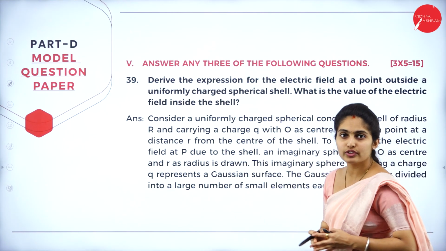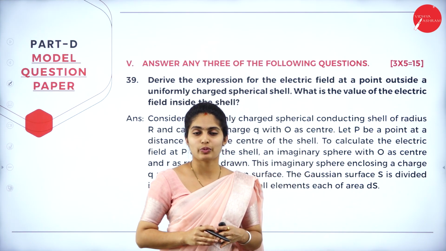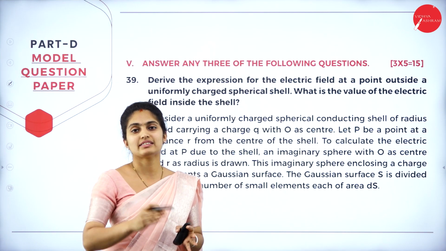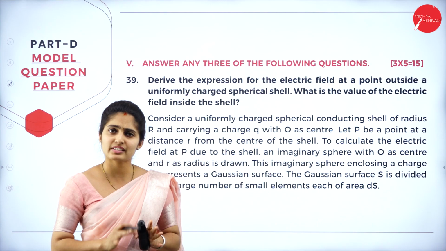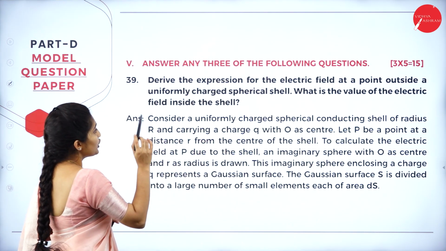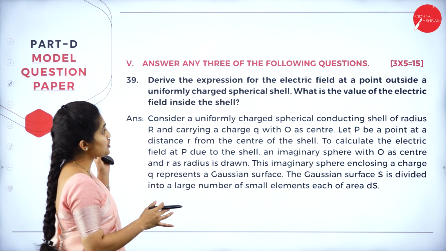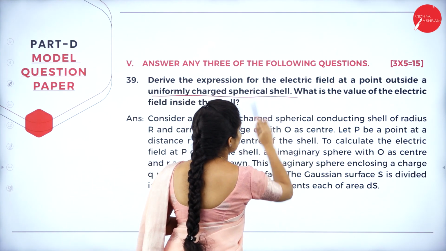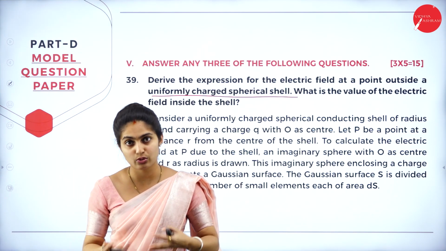Next is the 5th Roman number, which deals with the part D set of questions. The part D questions of the 5th Roman number as well as the 6th Roman number are everything for 5 marks, maximum 5 marks, and the easiest part. So here you can predict which derivations come. Derive the expression for the electric field at a point outside a uniformly charged spherical shell. And what is the value of the electric field inside the shell? That is also a question.